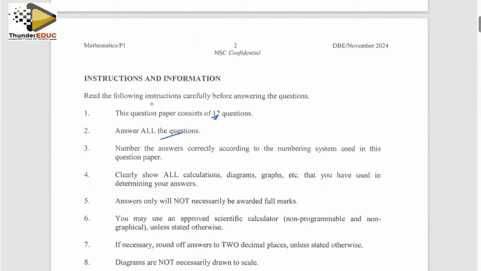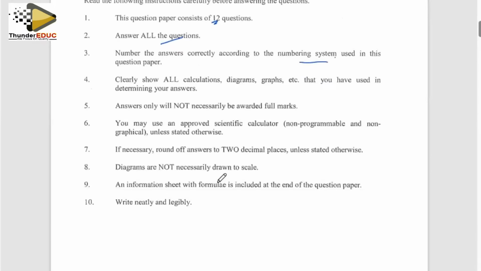We have to number questions according to that. Okay, clearly show the calculations, diagrams, and graphs that you have used in determining the answers. So we need to show all our workings. We have the calculator allowed, and the rounding off is still 2 decimal places. Diagrams are not accurately drawn, and then we have the information page.